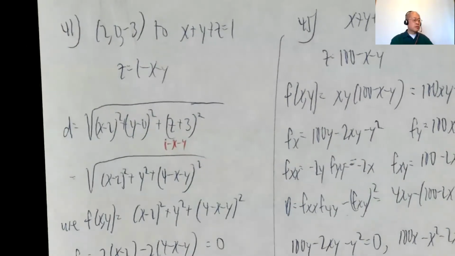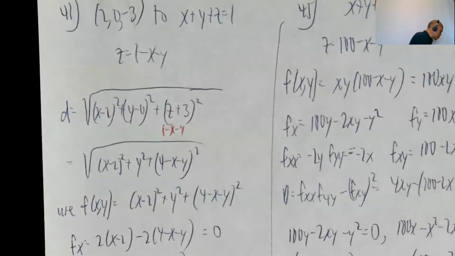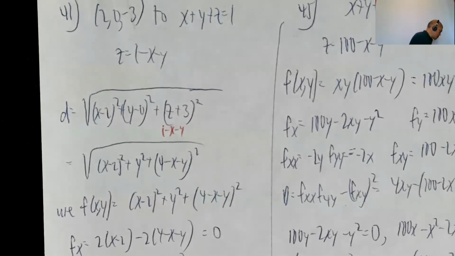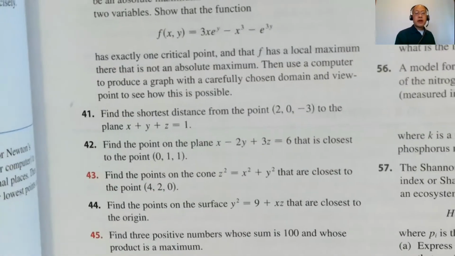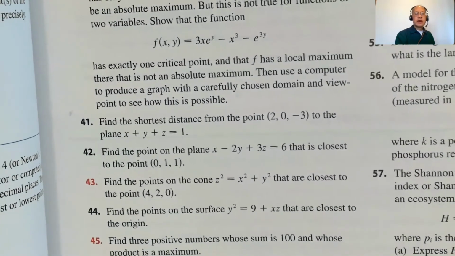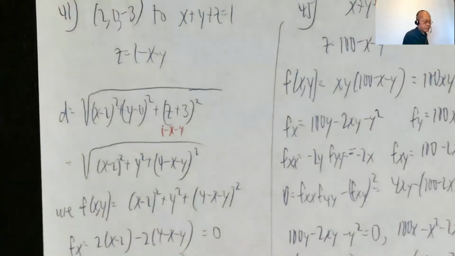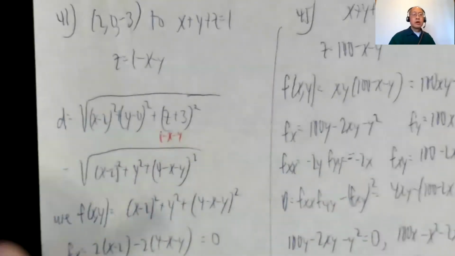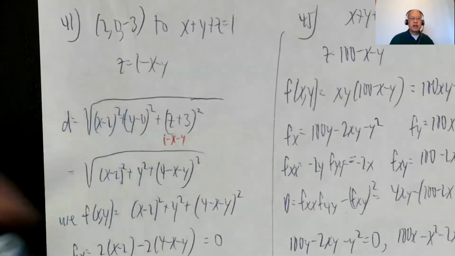All right, then some word problems. Number 41. Show you the context of that. Find the shortest distance from a point, 2, 0, negative 3, to the plane x plus y plus z equals 1. Which means z equals 1 minus x minus y.